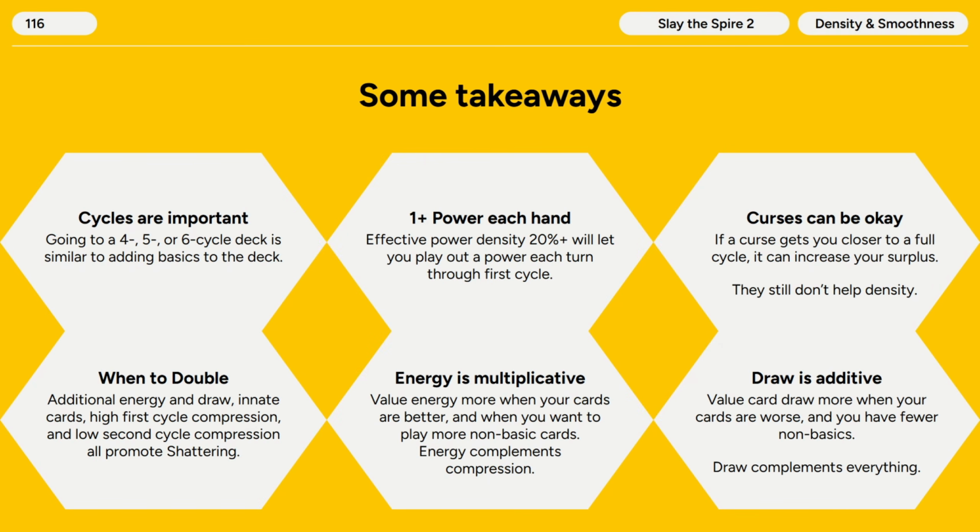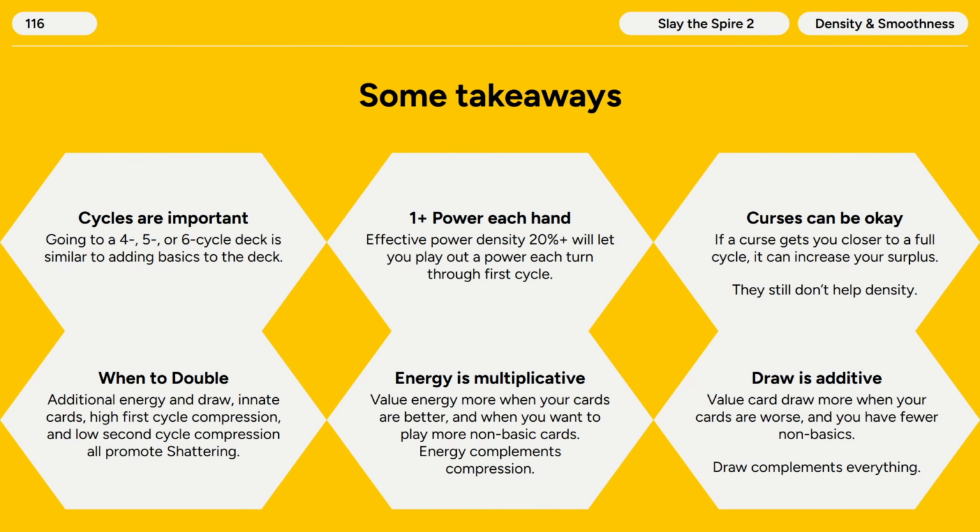But when should you double your deck? Additional energy and card draw, innate cards, high first cycle compression cards, low second cycle compression, all promote shattering. The better your first cycle through the deck is, if you have lots of Impervious or Backstab or Blade Dance or lots of effects that exhaust the first time you use them. If your second deck cycle is looking a little bit suspect, if you can't really scale into it, you should be doubling. Even if you don't have any powers that you want to double, just by doubling your front-loaded cards with exhaust, you still benefit quite a lot.